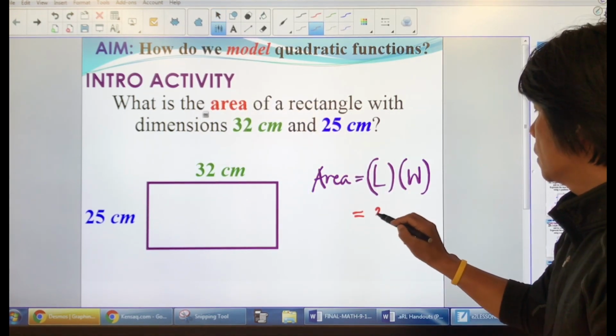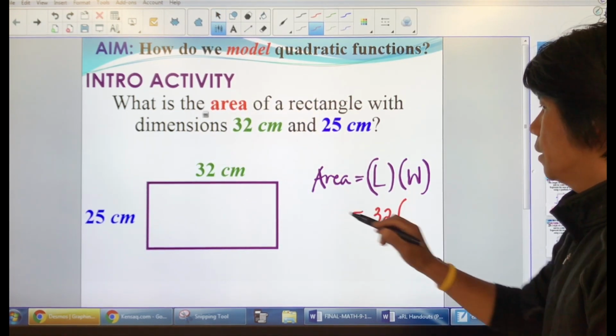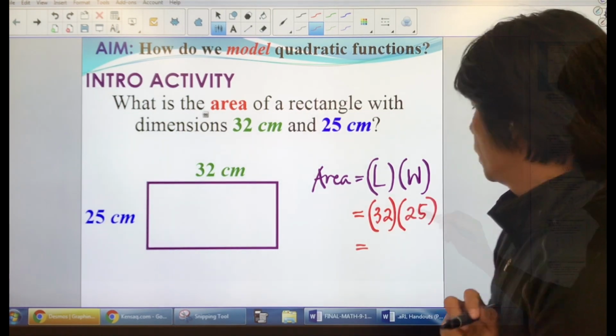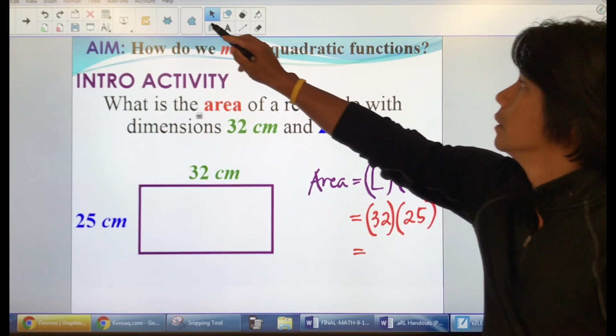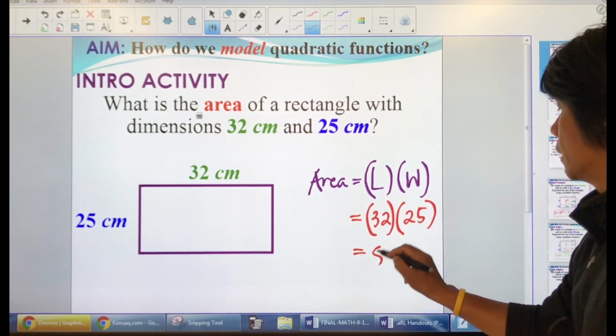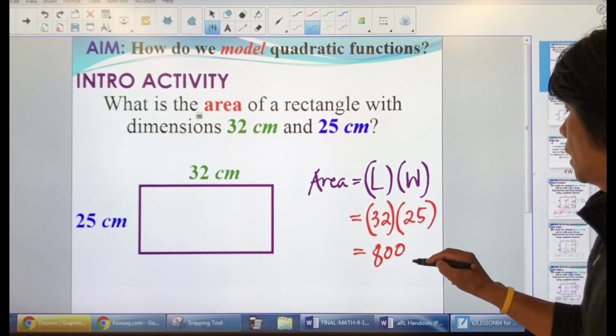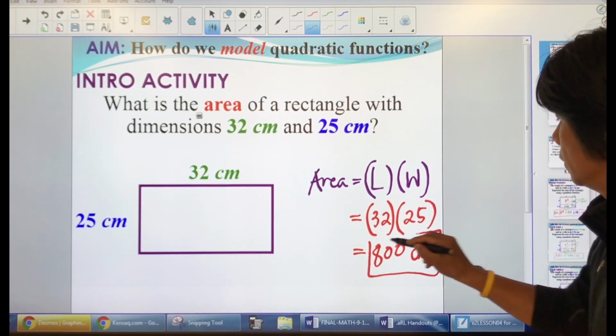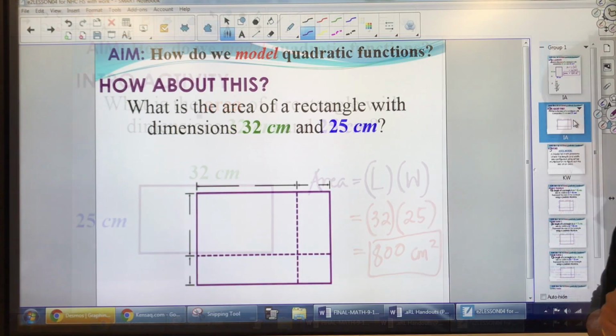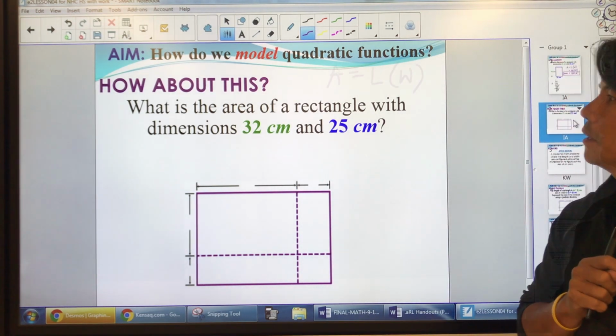Alright, so let's find the area of this rectangle. The length is 32 and the width is 25, which is 800 centimeters squared. And that is the area of this rectangle. What if I multiply it differently?